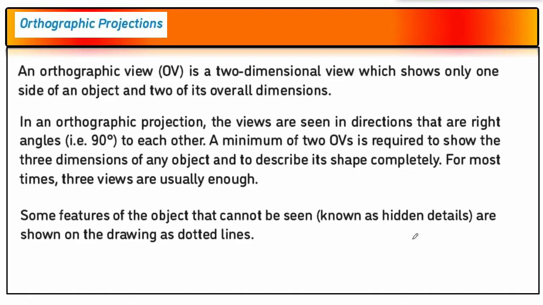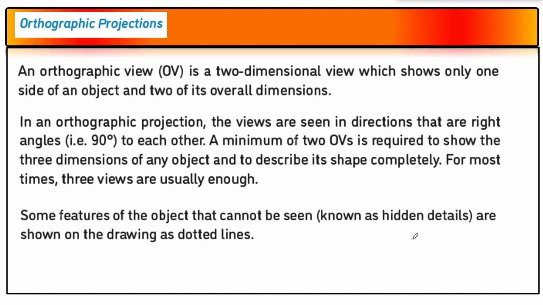Let's move on to something called orthographic projections. An orthographic projection, which is abbreviated as OV, is mainly used for two-dimensional views and shows only one side of an object and two of its overall dimensions. In orthographic projections, the views are seen in directions that are at right angles to each other. A minimum of two orthographic views is required to show the three dimensions of any object and to describe its shape completely.